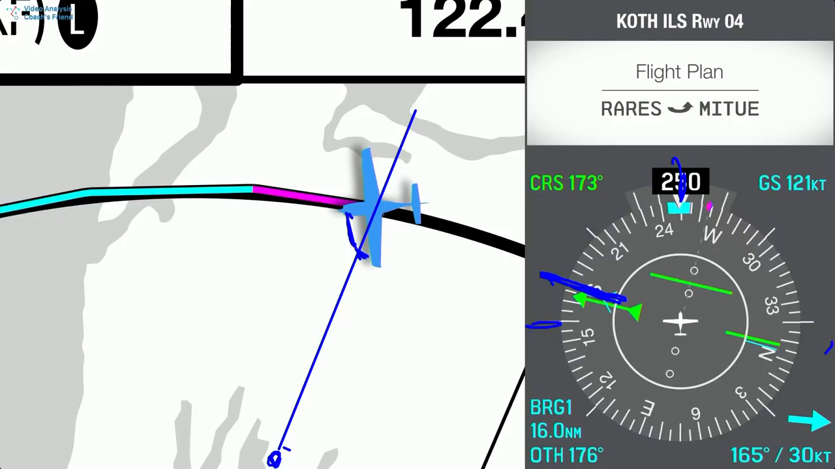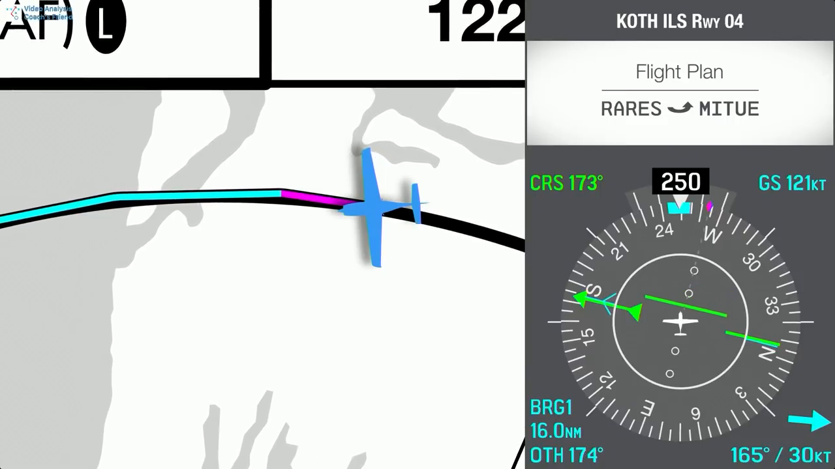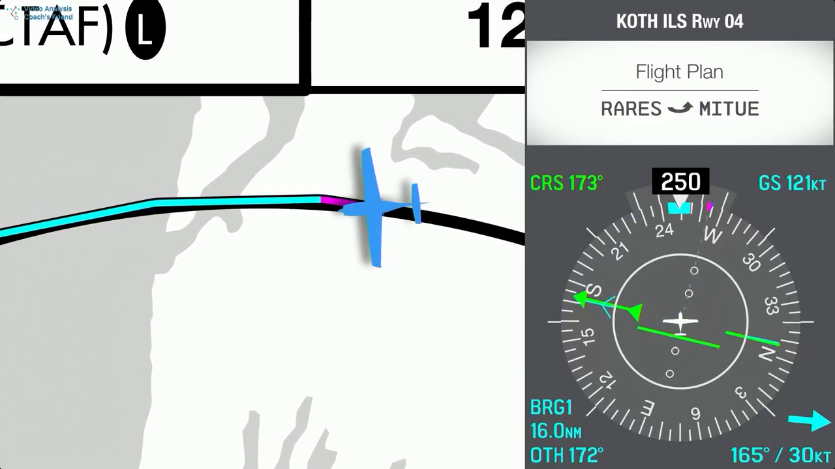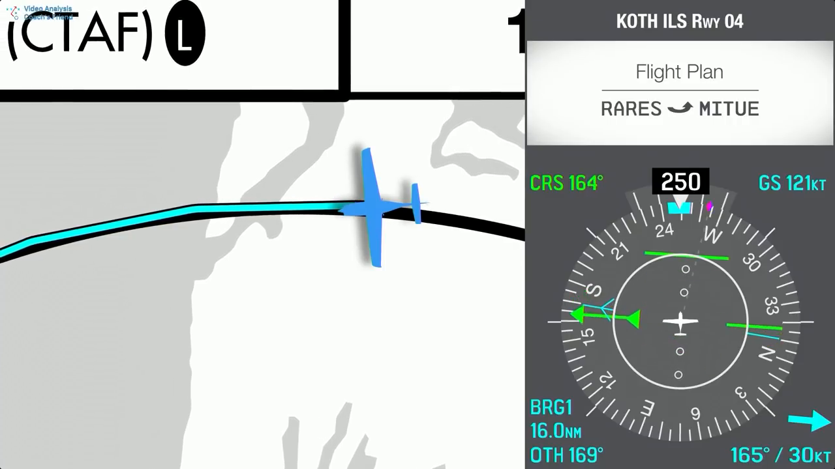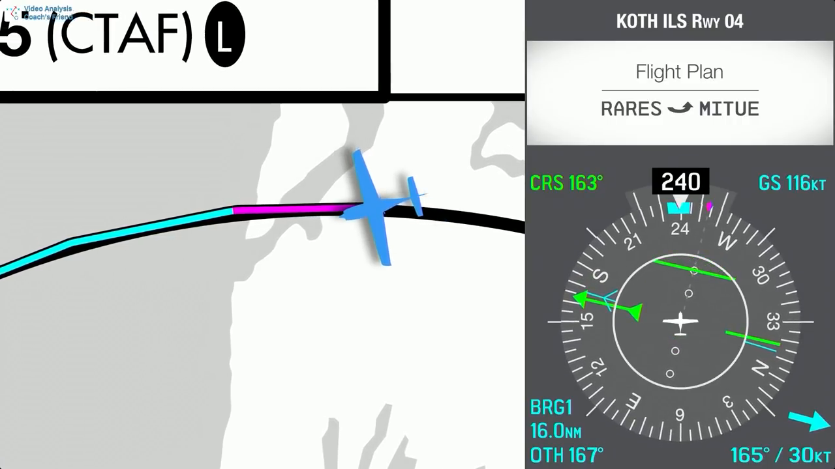So if you visualize how you've turned in towards the VOR, you're seeing exactly that from your bearing pointer. This is why flying an arc with a bearing pointer is so easy once you get used to it. You just visualize where the wind's coming from and it makes it cake. So we're doing our twist 10, turn 10.